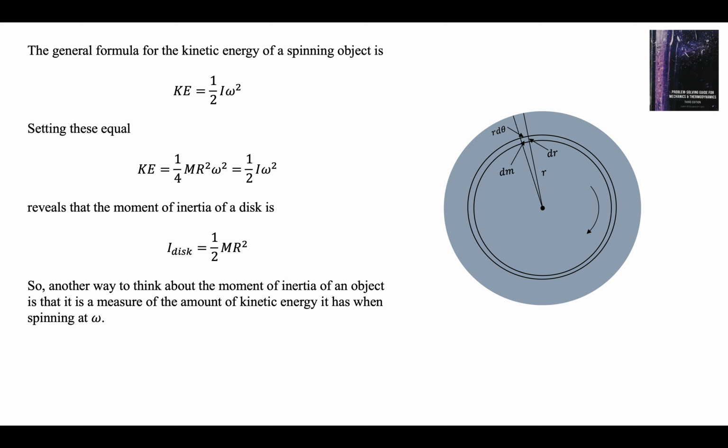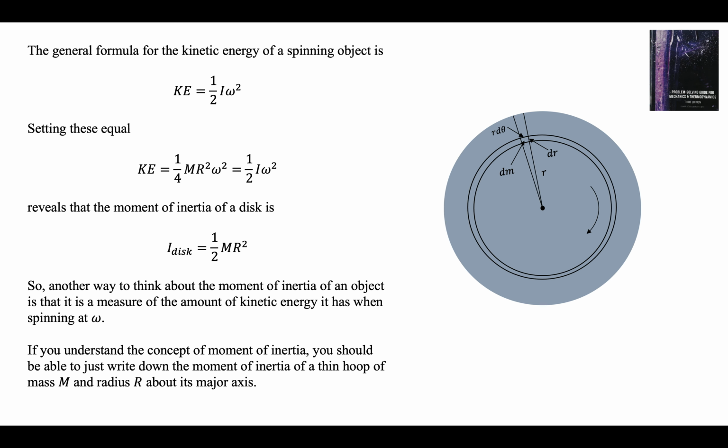Another way to think about the moment of inertia of an object is it's a measure of the amount of kinetic energy it has when it's spinning at omega. If two things are spinning at omega and one has more kinetic energy, it has more inertia. If you understand the concept of moment of inertia, you should be able to just write down the moment of inertia of a thin hoop.